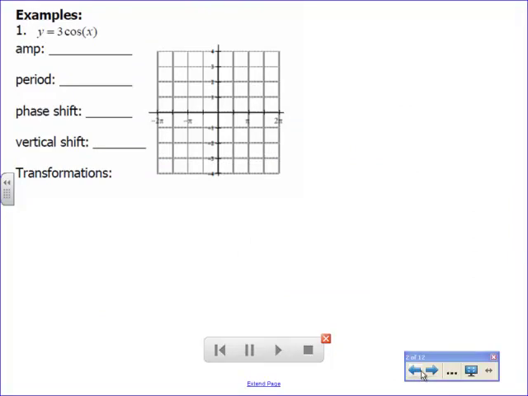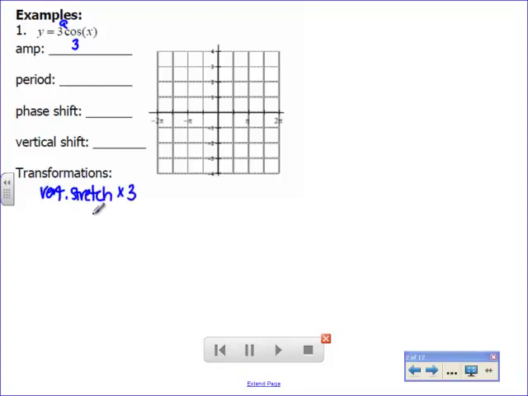We're going to start off with some pretty basic examples and then work our way up. So we are going to start off with y equals 3 cosine of x. The 3 value out front represents an a value. A changes amplitude. Amplitude should be the absolute value of that. So it's going to make it a 3, which is going to be a transformation of a vertical stretch times 3.